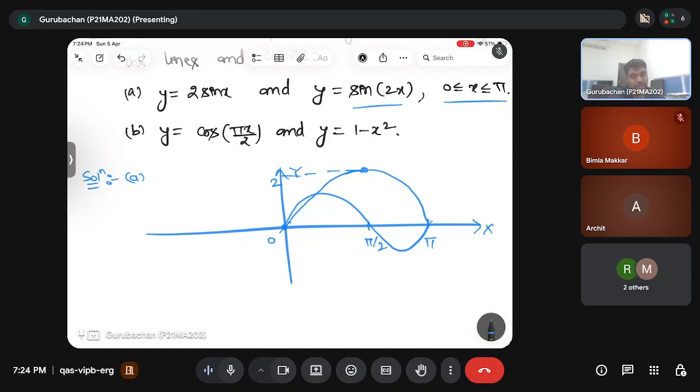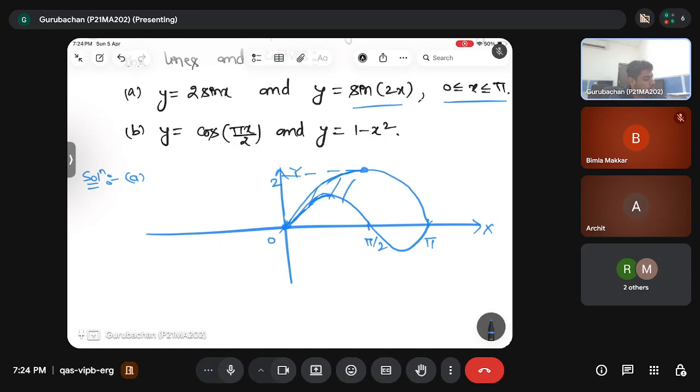Sine 2x will exceed this 2 sine x or not? First of all, our question is that sine 2x can exceed 2 sine x or not? Near around 0 I am talking about. No, sir. I think it cannot exceed. So obviously it cannot exceed. So we should draw like this. This graph should be bigger and this is like this. Okay.